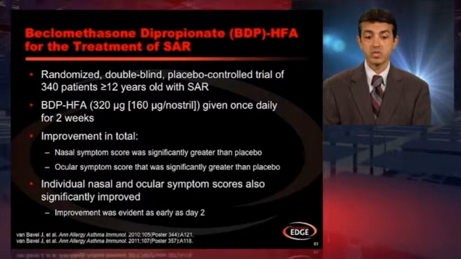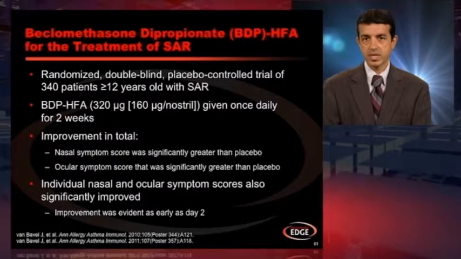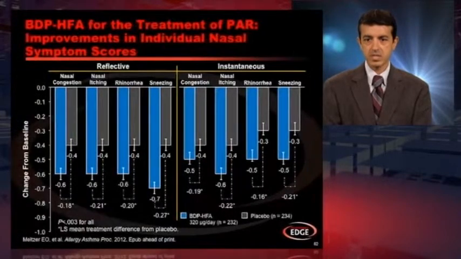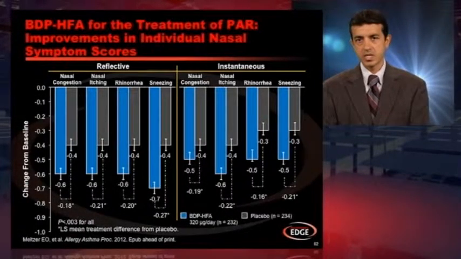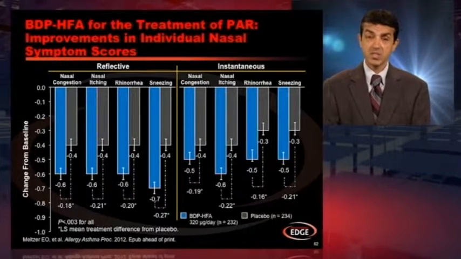There was also improvement in ocular symptom score that was significantly greater than placebo. The individual nasal and ocular symptom scores also significantly improved. And this was evident as early as day 2. Here you see both data again. On the left is the reflective TNSS, on the right is the instantaneous. And if you hit significance on your instantaneous, your reflective is also going to reach significance.